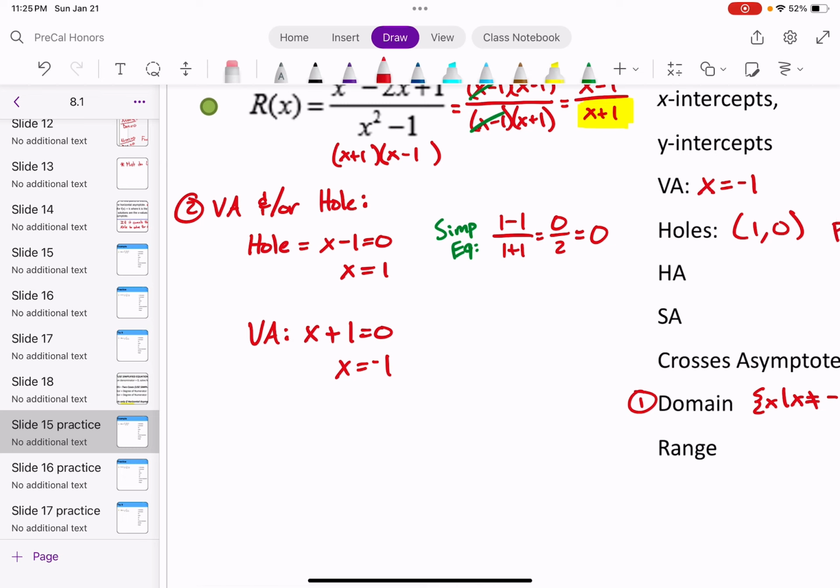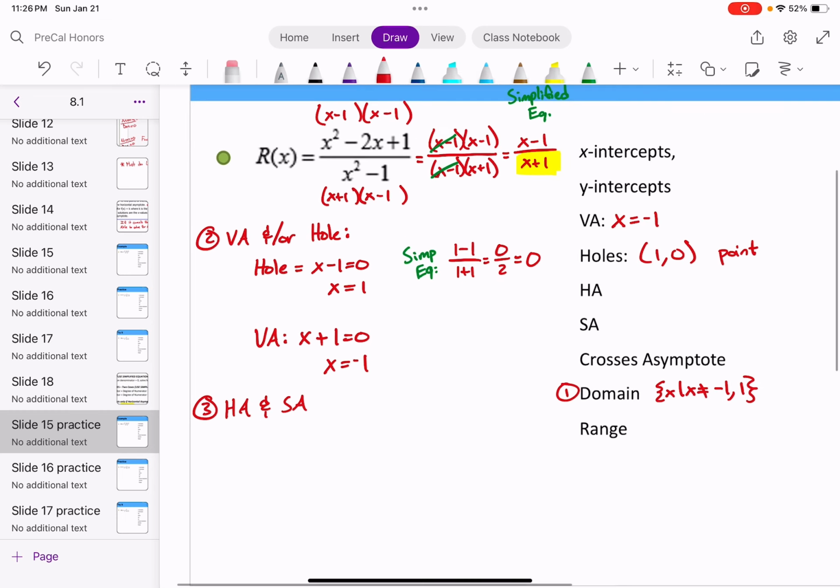Let's take a look at step 3. Our step 3, we're going to be taking a look at our horizontal asymptote and our slant asymptote. Now, with our slant asymptote and horizontal asymptote, it's either one or the other. So you cannot have both. So the main thing that we're going to take a look at is the degree of both the numerator and the denominator.